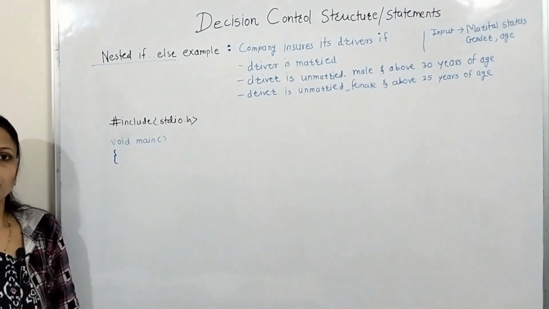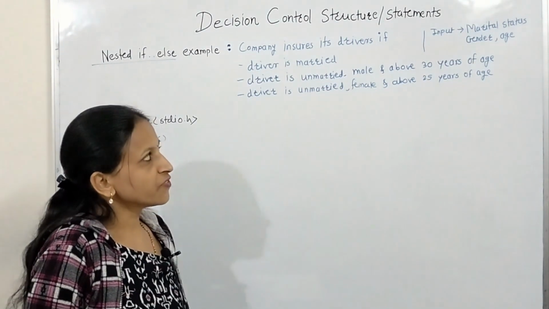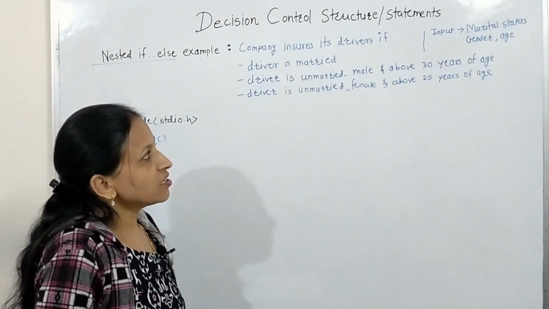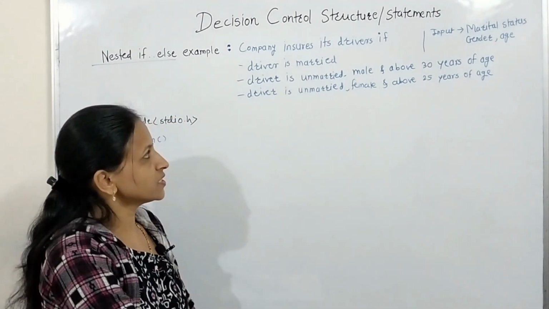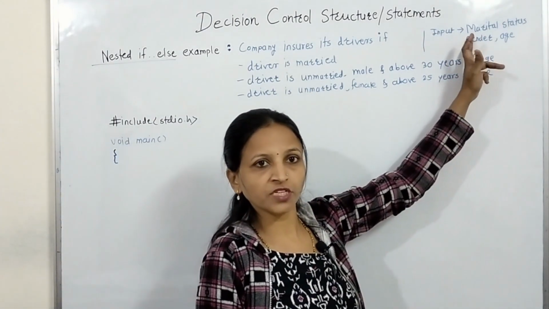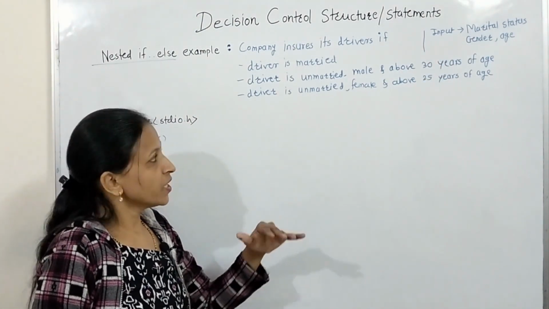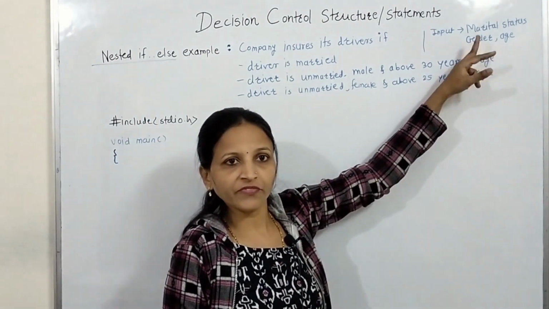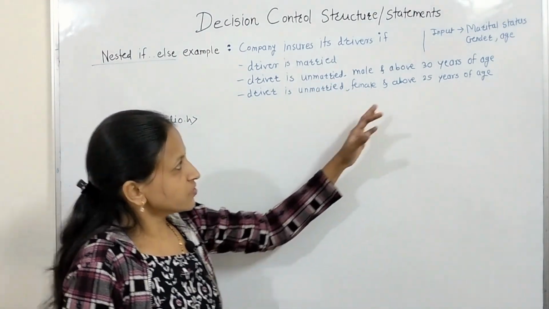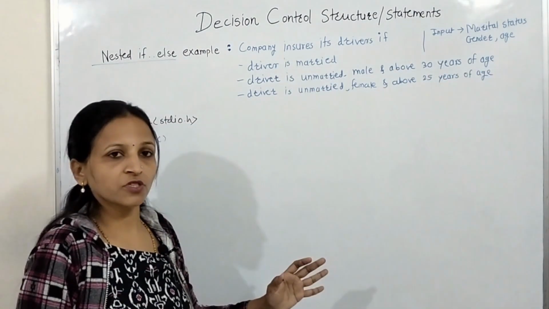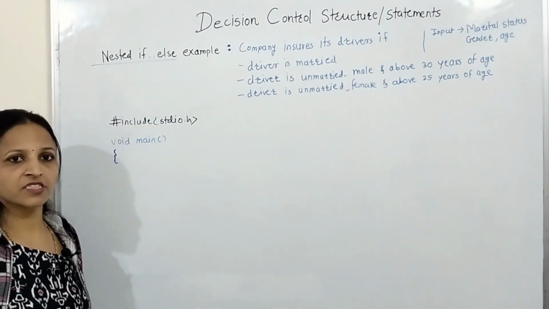Now see here, first, what is the input required? Here the input is like this: marital status we have to accept from the user, then gender, and then age. Whether the driver is married or unmarried, we can decide with the help of marital status. The user will enter the marital status first, then the gender of that driver, meaning whether the driver is male or female, and next the age. These three inputs we have to accept from the user first, and based on that we can decide whether that driver is insured or not.